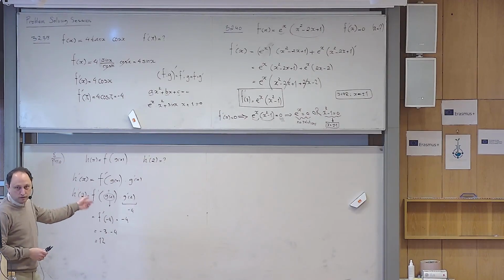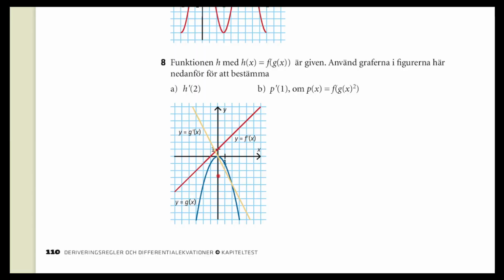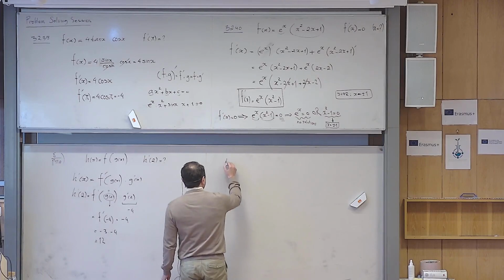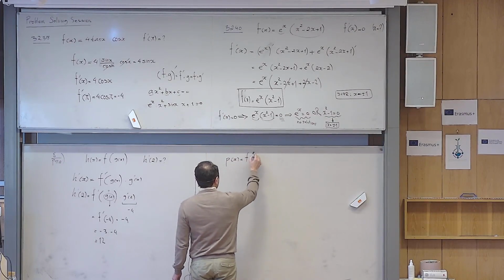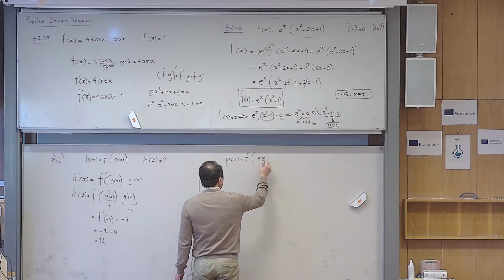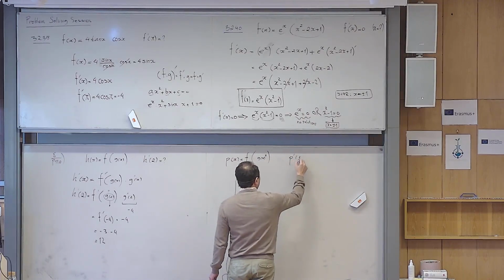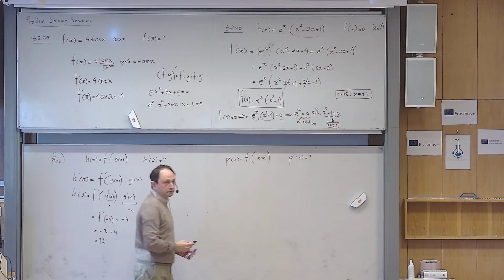It's very similar to the problem we already solved. This was the easy one. The harder one is the second one. Here, another function is defined. P of x is defined to be f of g of x to the power 2. We want to calculate p prime of 1. So let me write it here. So p of x is f of g of x to the power of 2. And I want to calculate p prime of 1.